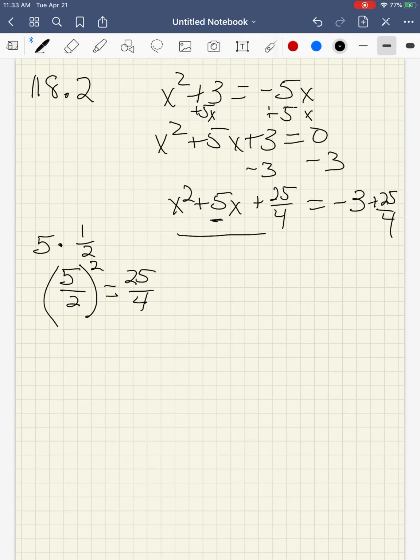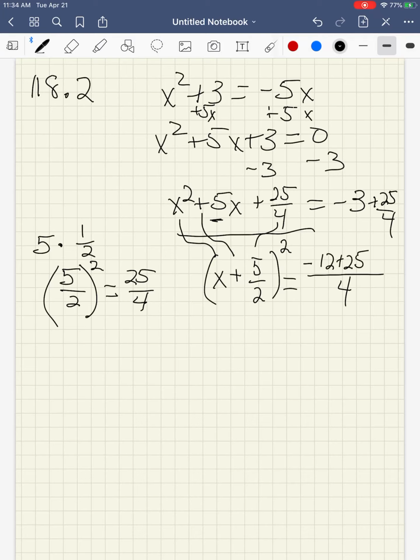All right, so remember, this is now a perfect square, okay? That's the whole purpose behind completing the square, so that we make it a perfect square. So the square root of this goes here, this sign goes here, and the square root of this goes here. And over here, we just add and get a common denominator, so that would be 4 times -3 is -12 plus 25. So x plus 5/2 quantity squared equals 13/4.